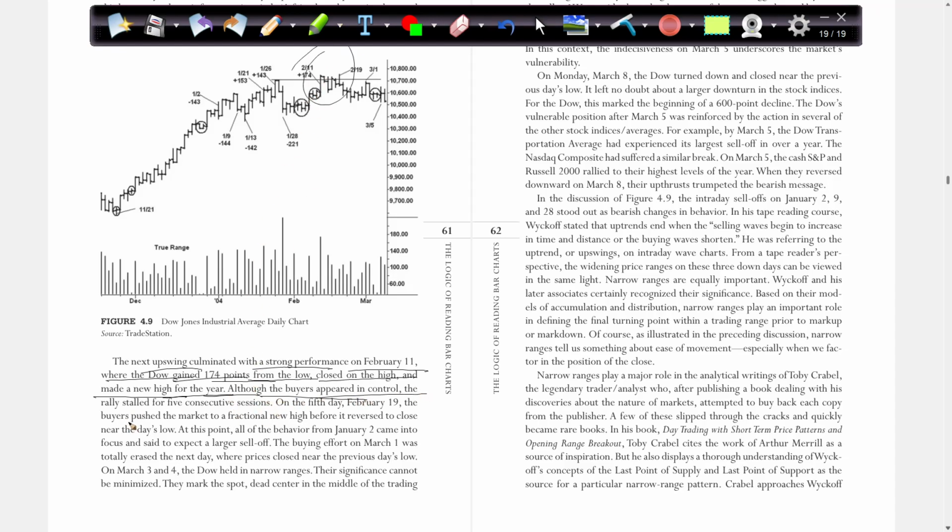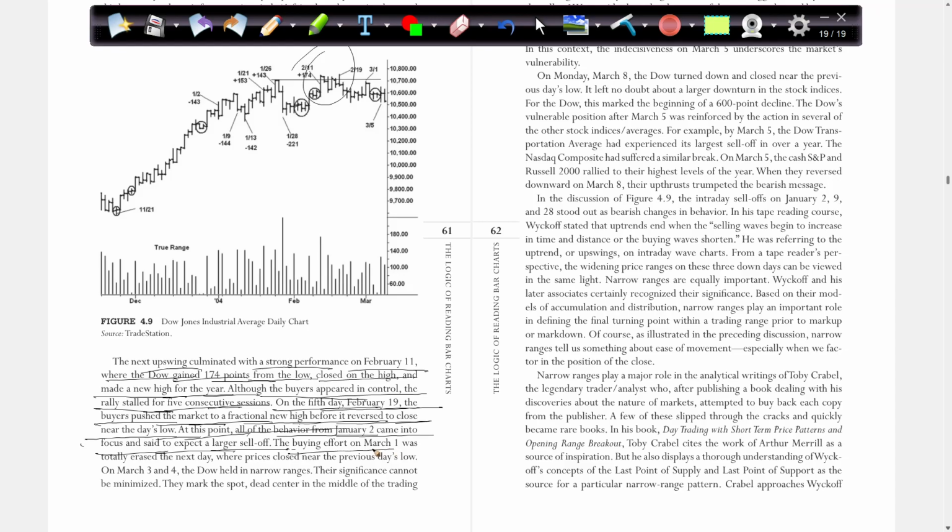Although the buyers appeared in control, the rally stalled for 5 consecutive sessions. On the fifth day, February 19th, the buyers pushed the market to a fractional new high before it reversed to close near the day's low. At this point, all of the behavior from January 2 came into focus and set us to expect a larger sell-off.